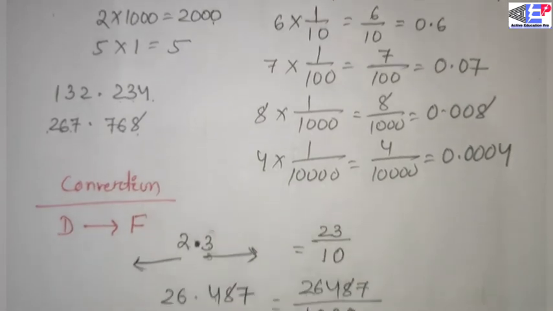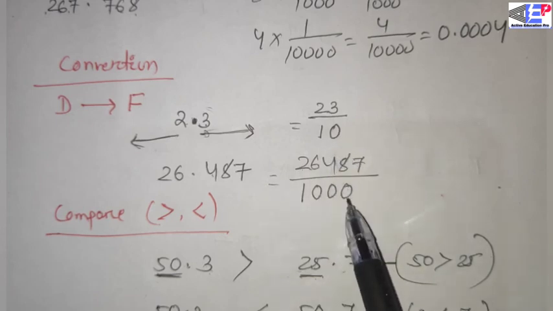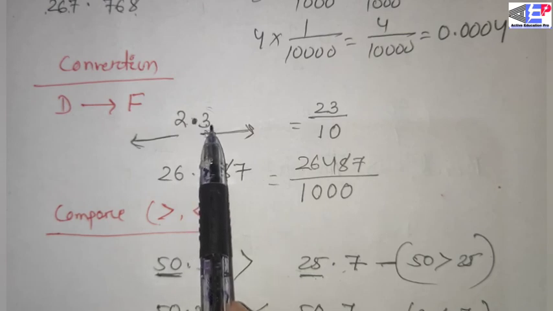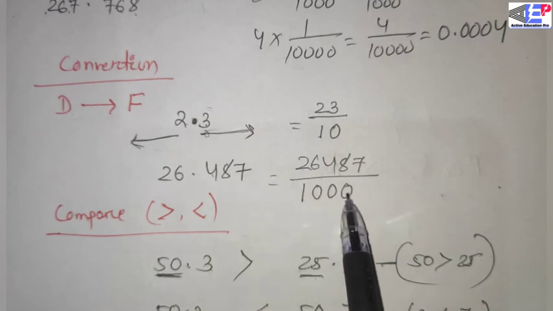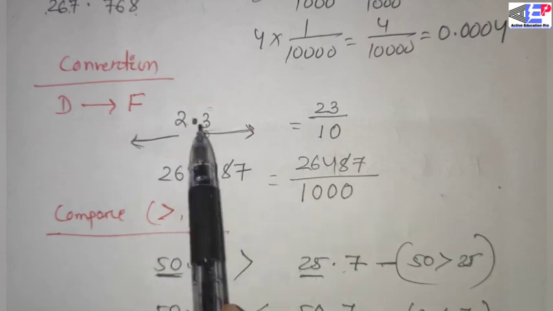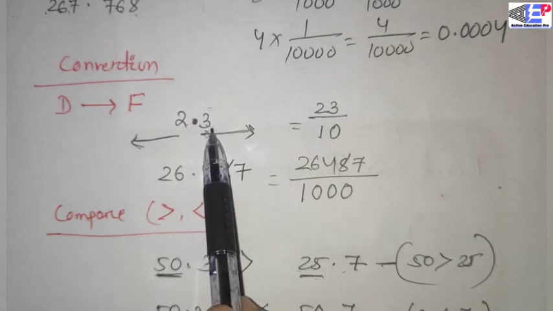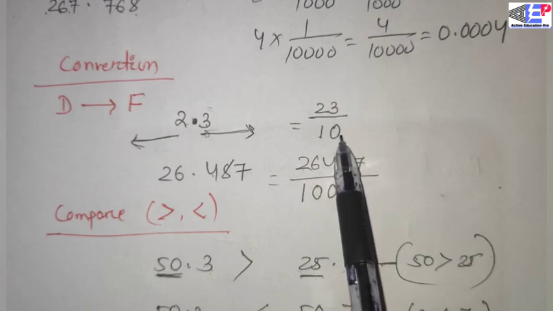The next one is conversion. How to convert a decimal number to a fractional number? You have to convert the decimal number to a fractional number by putting 1 with zeros. The number of digits after the decimal point, towards the right side, tells you the number of zeros you have to put below. Here 2.3 means there is one place after the decimal point, one digit, so you have to put 1 and 0 in its denominator.